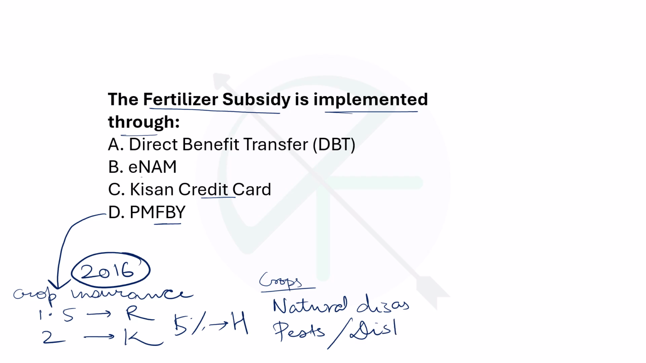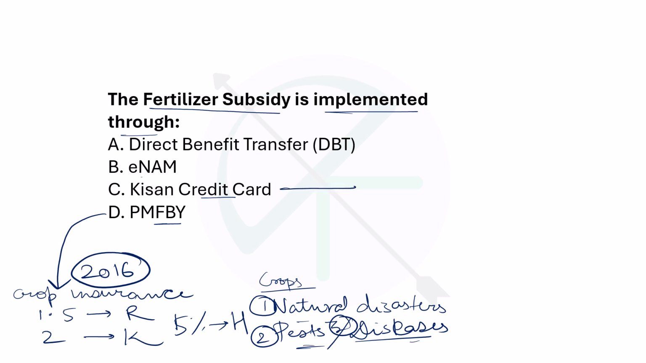Pests and diseases, these 3 conditions only are covered. The crops will be insured under these 3 conditions only. Natural disasters may be landslide or hailstorms or anything, and pests and diseases, they will be insured.